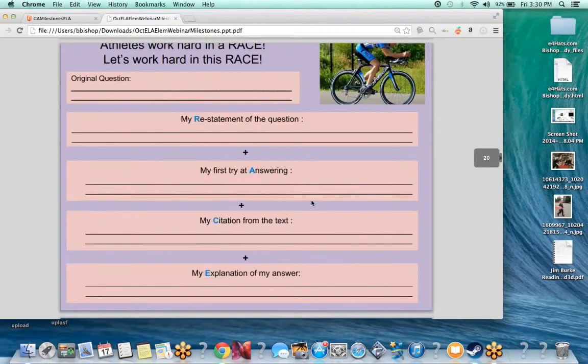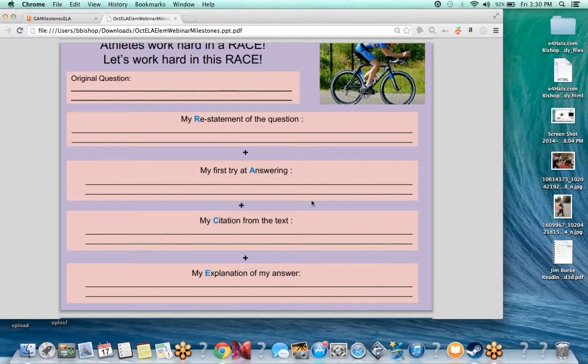We also have this one. Athletes work hard in a race. Let's work hard in this race. The restatement, my first try at answering, my citation, and my explanation. And I think it's important that the little plus signs are there, because we want the kids to know that all those things are part of the answer.